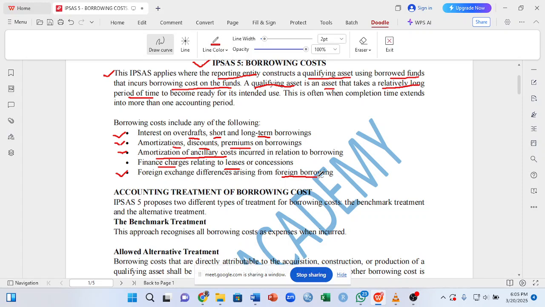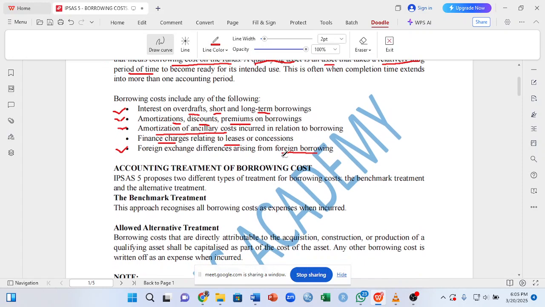Bear in mind, generally foreign exchange gains or losses are not accounted for in IPSAS 5. However, you only account for foreign exchange differences if they relate to a foreign loan. You have gone for a foreign loan, and when you are doing the repayments, you have to pay more than the amount you bargained for because of the exchange differences between the home country and the recipient country. So that's for borrowing costs. This is to give you an enlightenment of the items that go into borrowing costs.